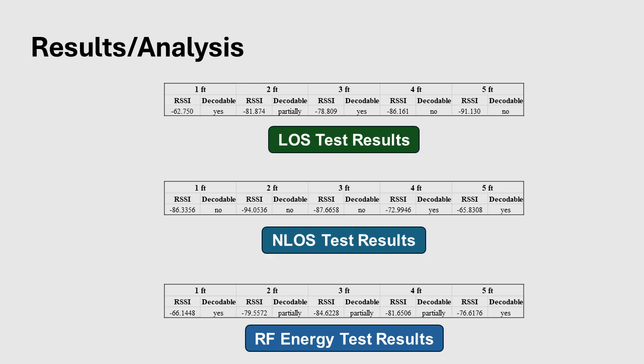For our results, we found our design to be capable of decoding signals with a signal power of at least negative 77 decibels relative to full scale. We also found the signal range increases as ambient RF energy increases.